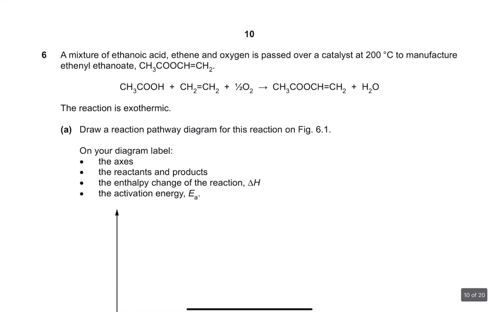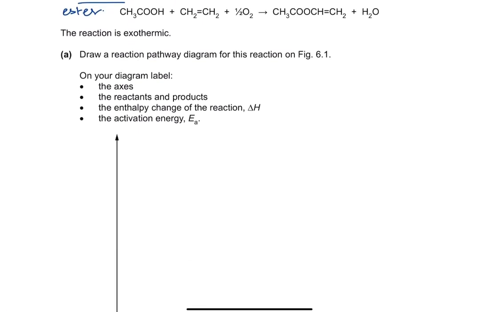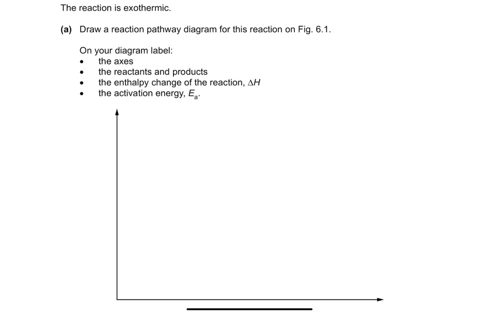A mixture of ethanoic acid, ethene, and oxygen is passed over a catalyst at 200 degrees Celsius to manufacture ethyl ethanoate. Ethyl ethanoate is an ester. Ethanoic acid, ethene, oxygen gives ethyl ethanoate plus water. The reaction is exothermic. Draw a reaction pathway diagram for this reaction.